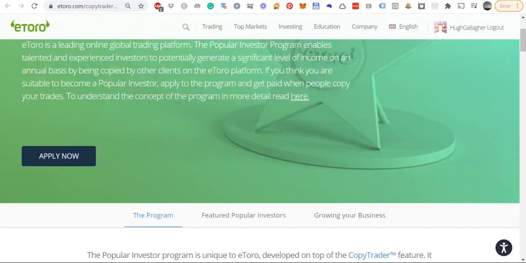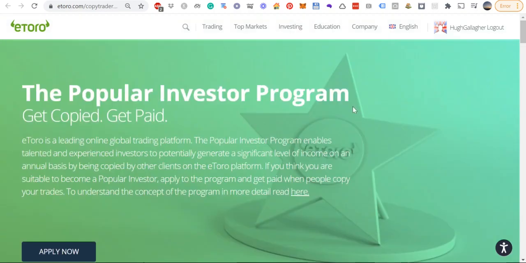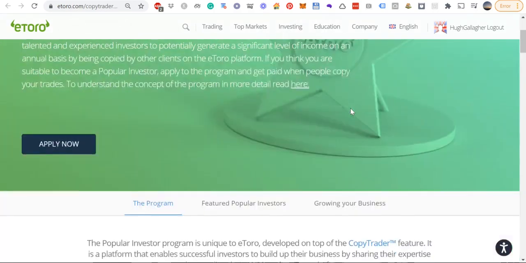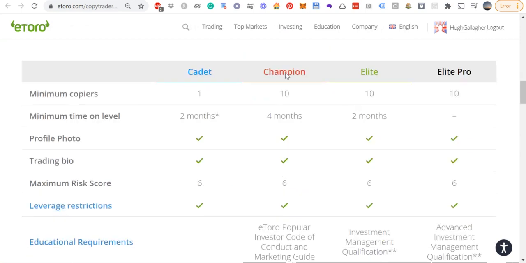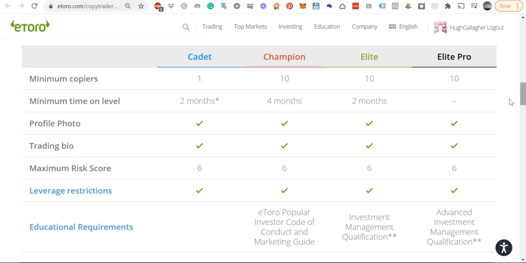So if you go over to the Popular Investor Program page, these are the popular investors on the platform, and just scroll down. Ideally you'd want the green or black starred investors, because the main differentiation is that they have an investment management qualification. And then for the elite pros, they have an advanced investment management qualification. I'm assuming, I need to double check this actually, that the platform is double checking that. I think they are.